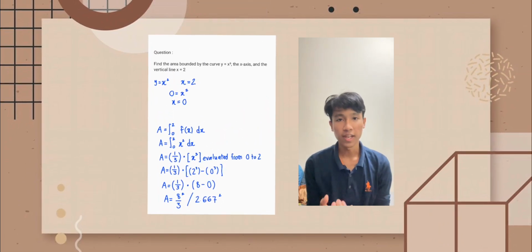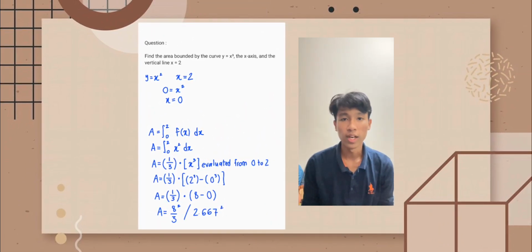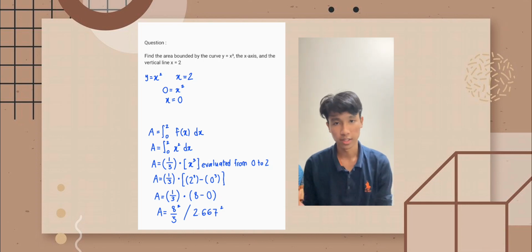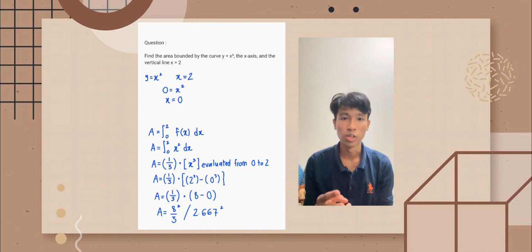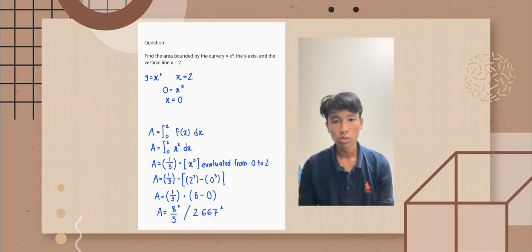The question is, find the area bounded by the curve y equals x to the power of 2, the x-axis, and the vertical line x equals 2. To find the area bounded by the curve, the x-axis, and the vertical line, we can set up the integrals as follows. y equals x to the power of 2, and the vertical line is x equals 2. Then we need to find the values of x where the curve intersects the x-axis. Setting y equals 0 in the equation y equals x to the power of 2, we find that x equals 0 is the x-intercept.